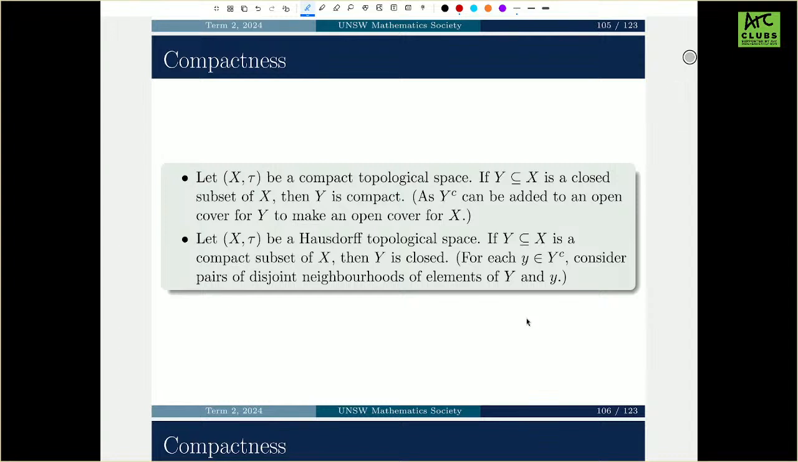Okay, here are some quick properties. Suppose we have a compact topological space. If we have a closed subset, then it is also compact. The reason is that, say you have some open cover for Y, you can add Y complement to it, and then suddenly you have an open cover for X. You can use the fact that X is compact to get a finite subcover, and that should end up covering Y as well.